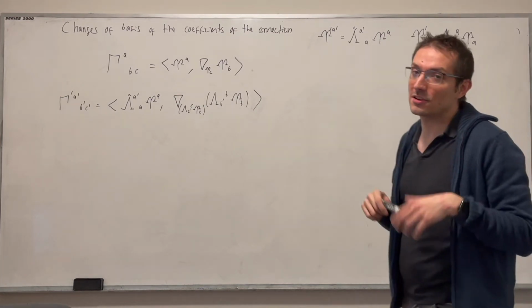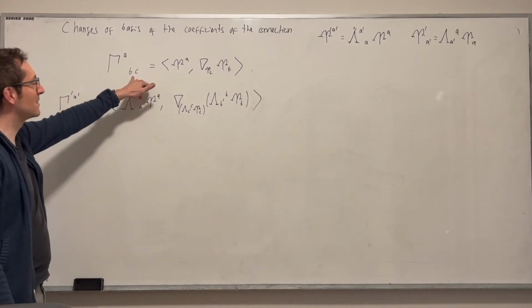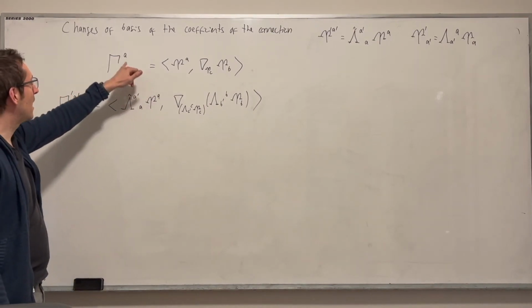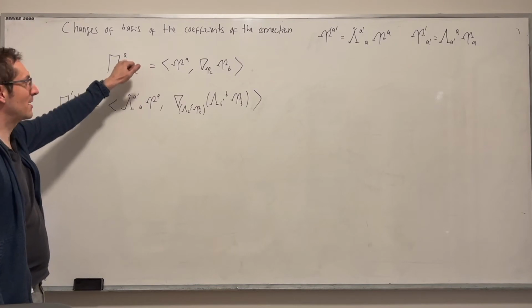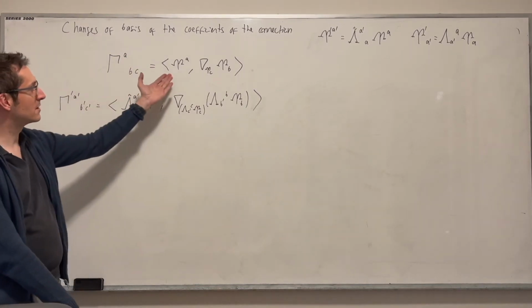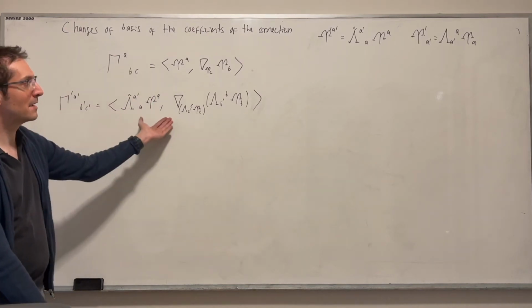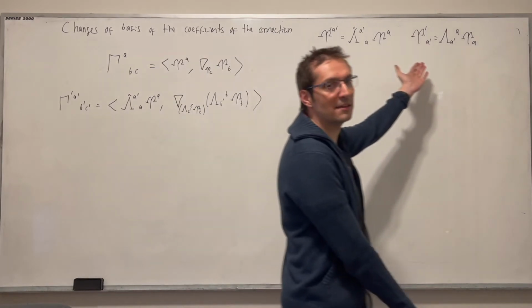If it's a tensor, it has to change in a particular way. It has to change with one lambda per covariant index and one lambda tilde per contravariant index. Well, let's see if that's the case. Now, I wrote here the coefficient of the connection from the definition, and here the coefficient of the connection in the prime basis using the change of basis given by this.